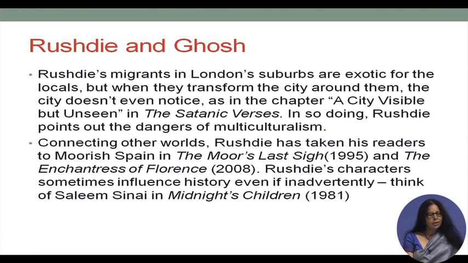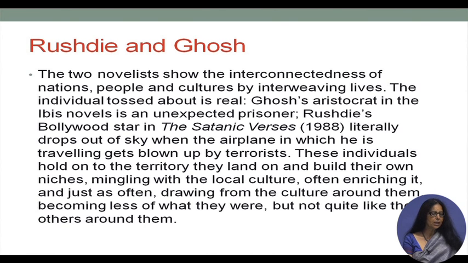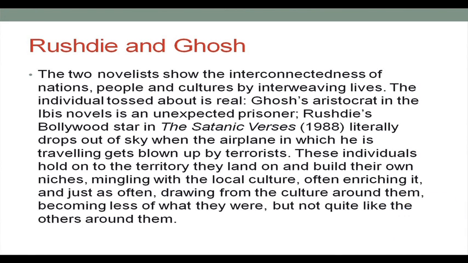Connecting other worlds, Rushdie has taken his readers to Moorish Spain in The Moor's Last Sigh and The Enchantress of Florence. Rushdie's characters sometimes influence history, even if inadvertently. Think of Saleem Sinai in Midnight's Children. So I would like to close by showing that Rushdie is the first novelist who not only questions the idea of the nation, but whose novels, through the mobility of their protagonists, through their movement between different cities, different continents, point to a history of globalization which predates the present history of globalization, which is believed to have begun in the late 80s.